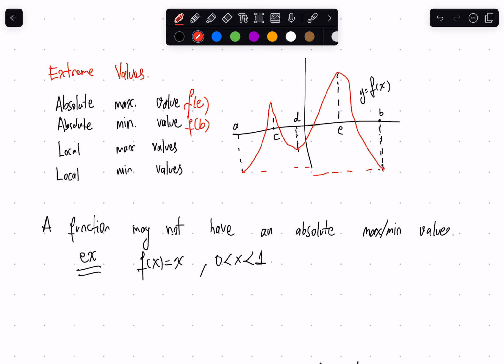and for local maximum values we can have more than one. For example, this point and this point, no, only this point is right. So f of c is a local maximum value, and for local minimum value we have this point and this point. So f of a and f of d are local minimum values. So they are minimum values in a small neighborhood of this point. Okay, if we look at x values close to d, we can see that this is the minimum.